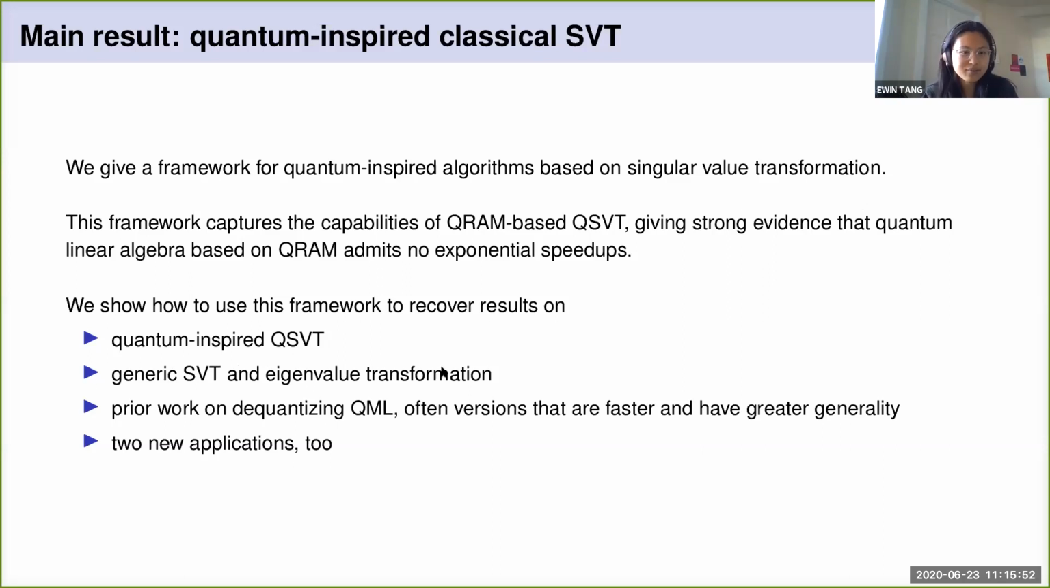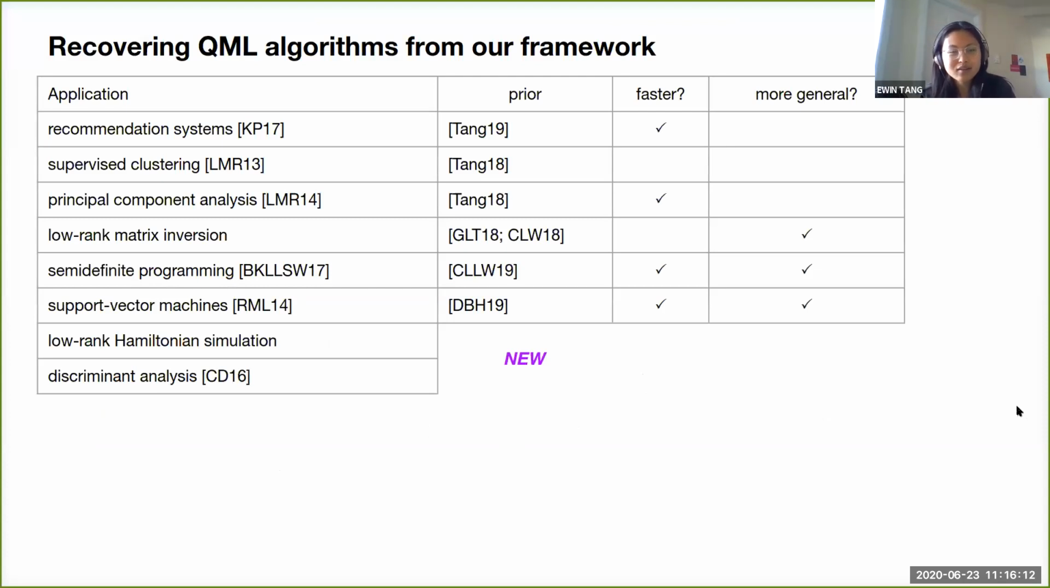We show a bunch of other results on generic forms of matrix functions. We also recover a lot of prior work on dequantizing quantum machine learning, and we give some new applications. For these latter two points, here's a chart showing the applications that we looked at. We recover all of these at least as well as the prior work does, and I put check marks here indicating when it's even faster or even more general. We also give additional results for low-rank Hamiltonian simulation. And this discriminant analysis algorithm, this quantum machine learning algorithm by Cong and Duan, we dequantize it. Okay, I'm done, thanks.